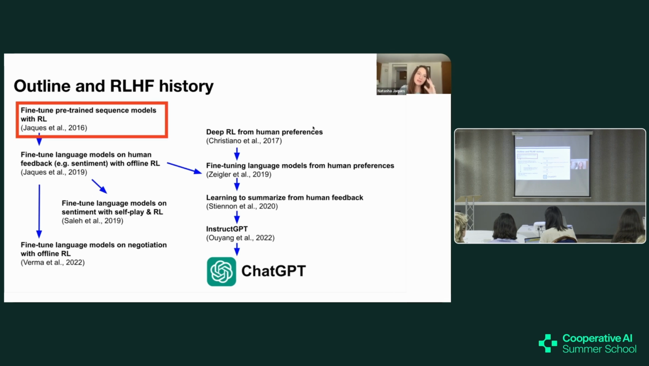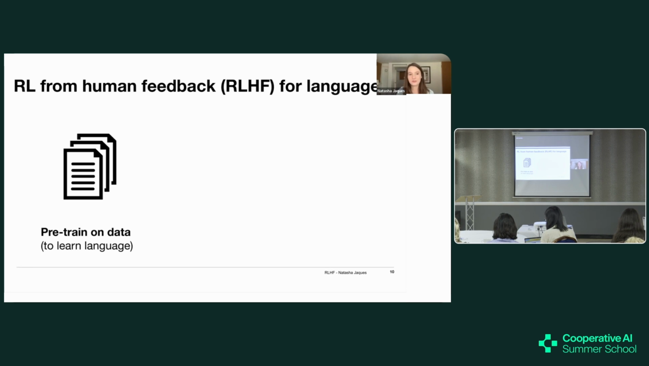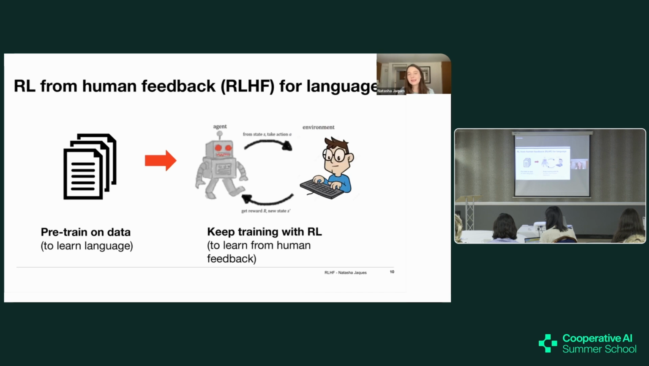So starting with this idea of fine-tuning pre-trained sequence models with RL. If we think about taking a language model and training it on human feedback with RL, the way we're going to do this is we're going to pre-train on data to learn language, and then we're going to keep training with RL to learn from human feedback. So why do we need to do this? Why do we need to pre-train on data? Why not just use RL from the beginning? Kind of an obvious answer.